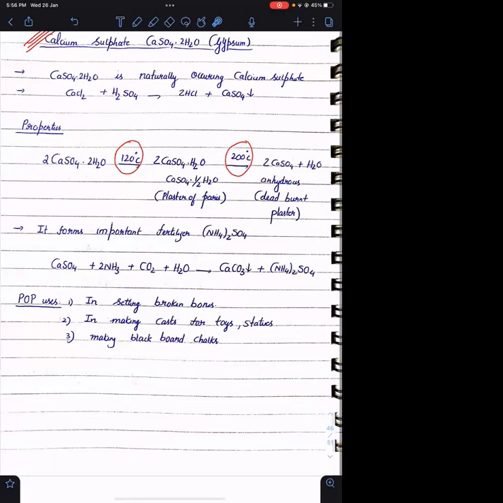Here CaSO4, if I remove the entire water, is called dead burnt plaster, which is obtained at 200. In Mains you will get direct questions. They will give you the temperature condition. At 120 degrees you are getting plaster of Paris, at 200 degrees you are getting dead burnt plaster. You need to mark this reaction separately in that particular sheet. Very important.